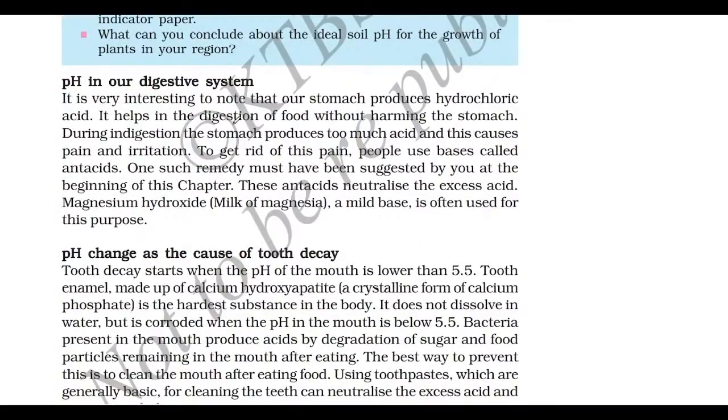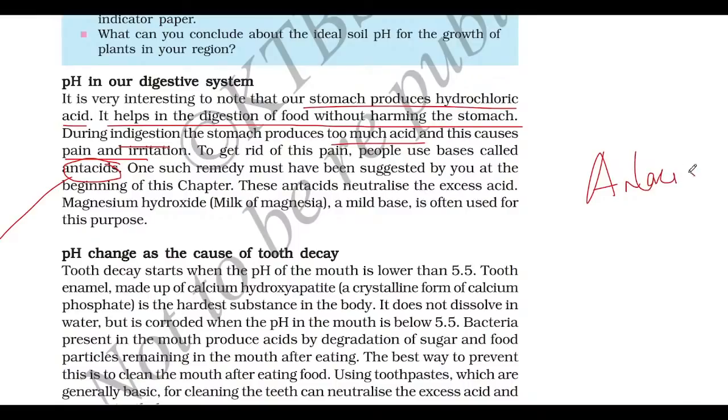pH in our digestive system. See, students, our stomach produces what? Hydrochloric acid. It helps in the digestion of food without harming the stomach. In case of any indigestion, the stomach produces too much acid. Too much acid causes pain and irritation. To get rid of this pain during indigestion, we use medicine called antacids, like Eno and all. It is an example of antacids, or we call that milk of magnesia or magnesium hydroxide.